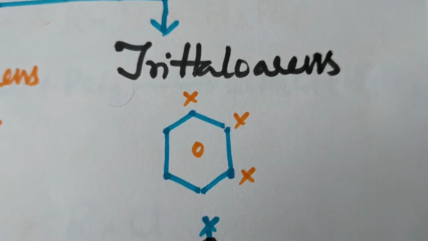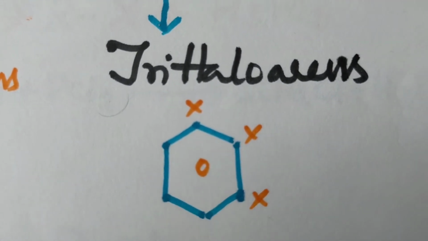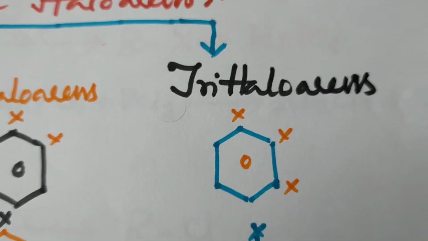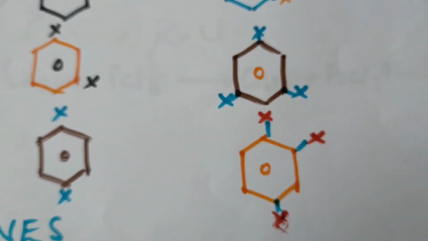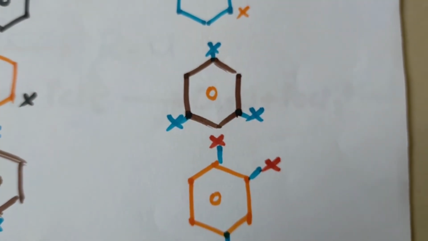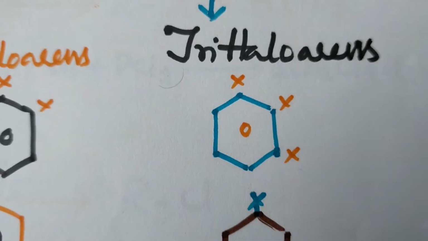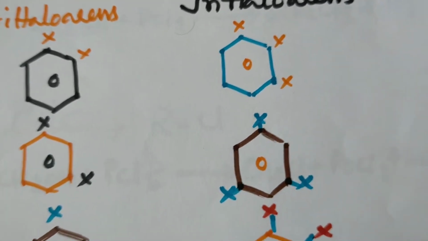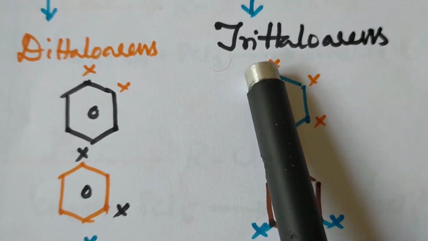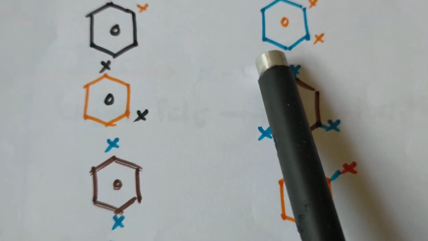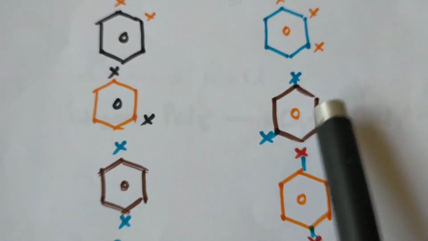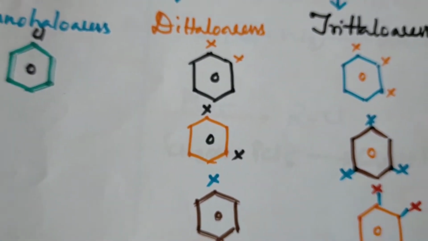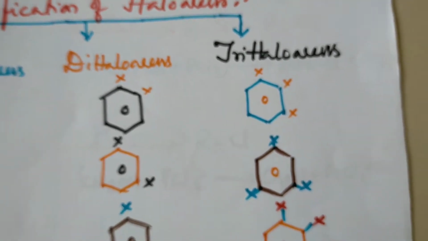In trihaloarenes, you can observe three X's, where X is nothing but halogen. X is at different positions of the benzene ring: 1, 2, 3. Again, the position of the halogen atoms may be different: 1, 2, 3, 1, 2, 4, 1, 3, 4, 5, 1, 3, 5. We can change the positions in the same way. This is about the trihaloarenes.